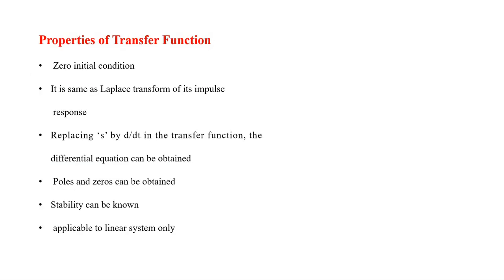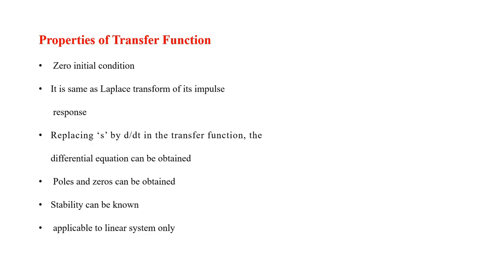Now let's see the properties of the transfer function. The first property of the transfer function is zero initial condition, as we have seen in the definition that it can be obtained when all the initial conditions are assumed to be 0. And it is same as the Laplace transform of its impulse response. And here the differential equations can be obtained when we replace the s by d/dt.